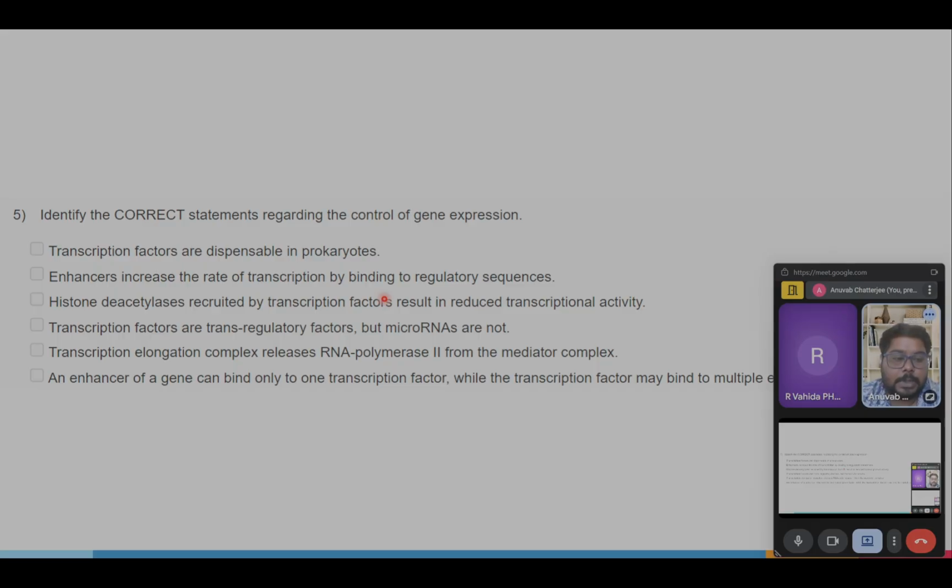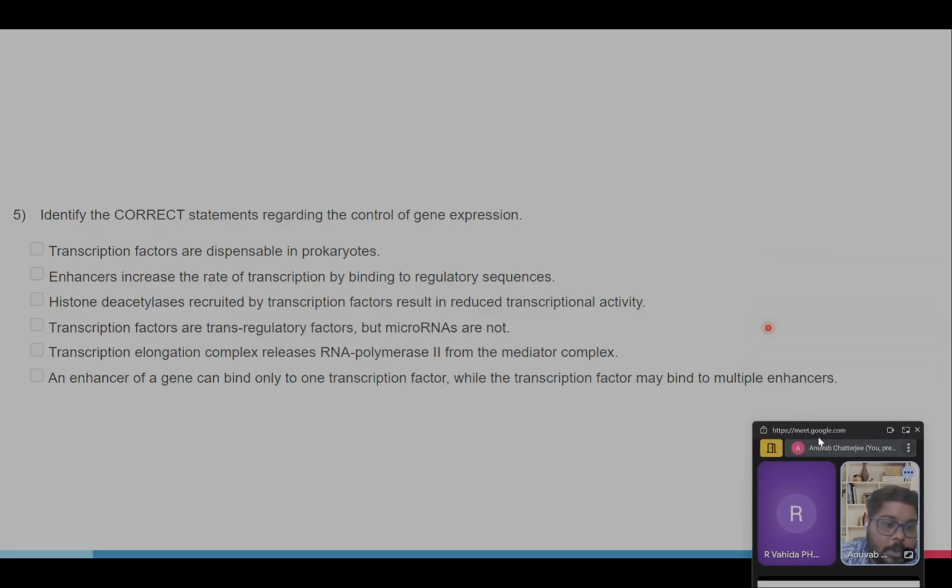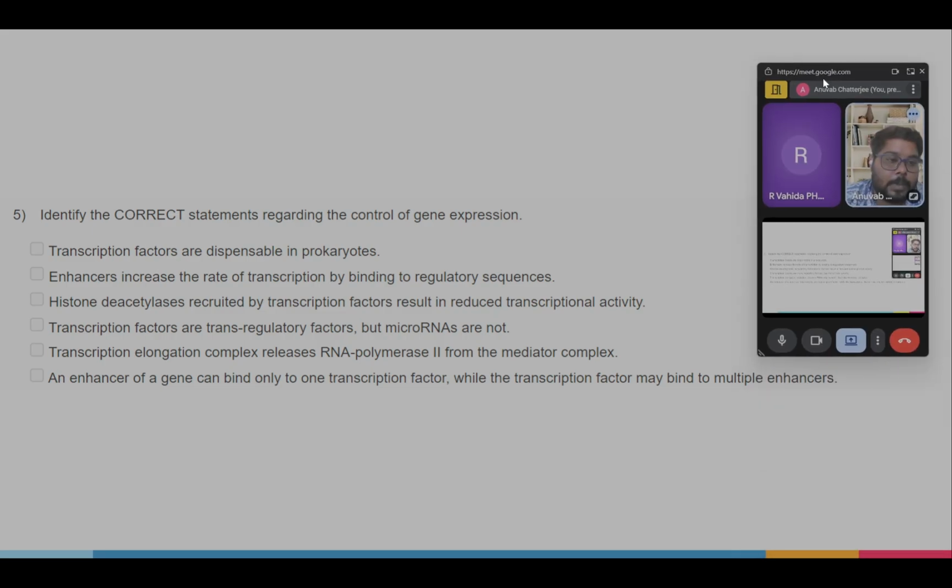The options are: transcription factors are dispensable in prokaryotes; enhancers increase the rate of transcription by binding to regulatory sequences; HDACs, or histone deacetylases, recruited by transcription factors result in reduced transcriptional activity; transcription factors are trans-regulatory factors but not microRNA; the transcription elongation complex releases RNA polymerase II from the mediator complex; an enhancer of a gene can bind only to one transcription factor, while a transcription factor can bind to multiple enhancers. Okay, I will put this here.